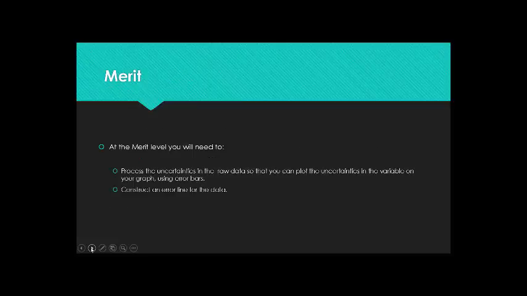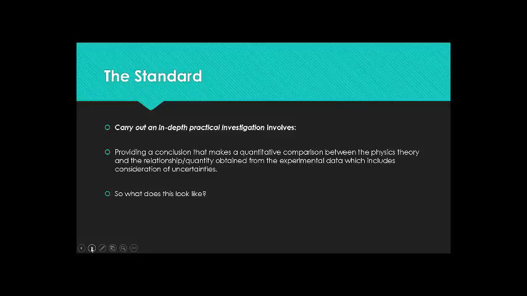So when we've processed the uncertainties in our raw data, done our transformations, we do transformations on the uncertainties as well so that we can plot error bars on our graph. And we also now have to not only put a line of best fit on your data, but you also have to put an error line on the data. And we'll look at that in another video.